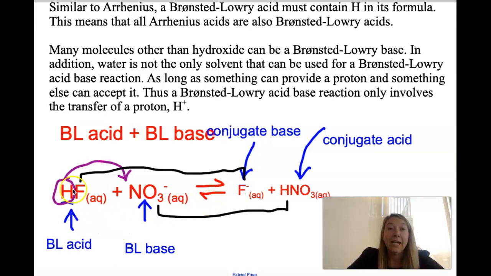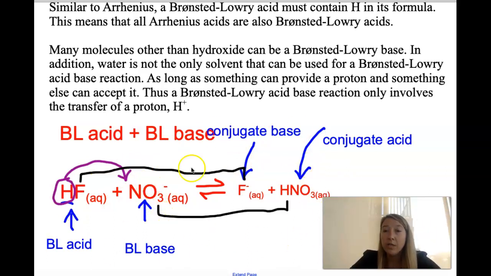Okay, so hydrogen's going to move over. We're not going to have it over here. So these are pairs because they both have the F. These are pairs because they both have the NO3. Out of my pairs, I can decide which one's the acid because out of HF and F minus, the HF has the extra H, the F doesn't. Same deal with the HNO3 and the NO3. The HNO3 has the extra H, the NO3 does not. Okay, so that's the acid, that's the base. It's always an acid and a base on one side, and an acid and a base on the other side.